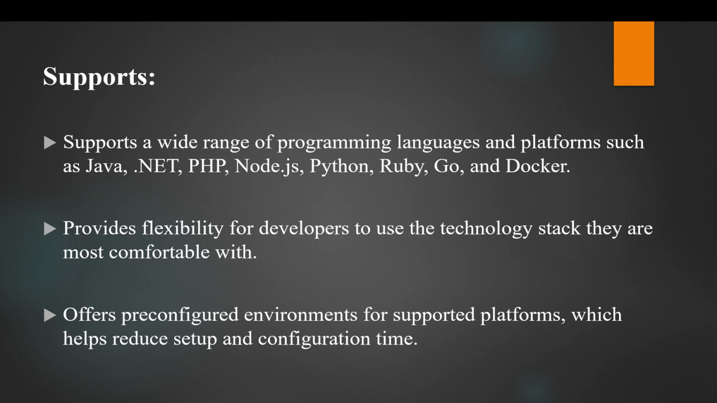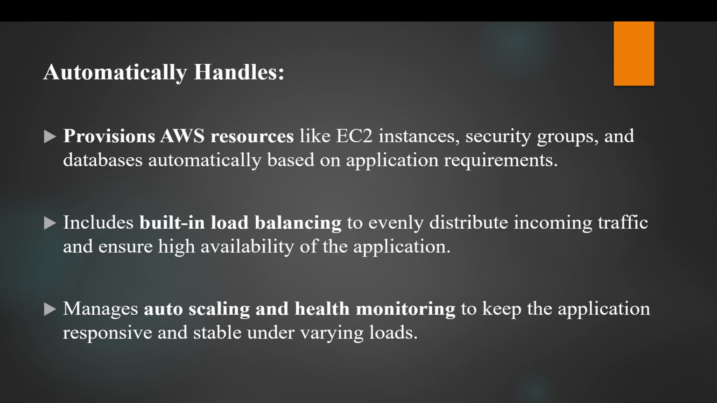Elastic Beanstalk supports a wide range of programming languages and platforms such as Java, .NET, PHP, Node.js, Python, Ruby, Go, and Docker. It provides flexibility for developers to use the technology stack they are most comfortable with. It offers pre-configured environments for supported platforms, which helps reduce setup and configuration time.